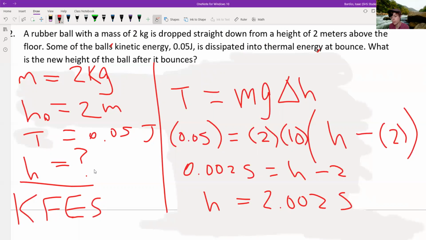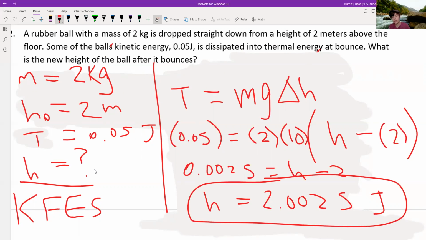So the new height is 2.0025. So that one was a little bit tricky, but you just have to know that when you're finding change in, you'll use the delta, and you set that equal to energy lost.